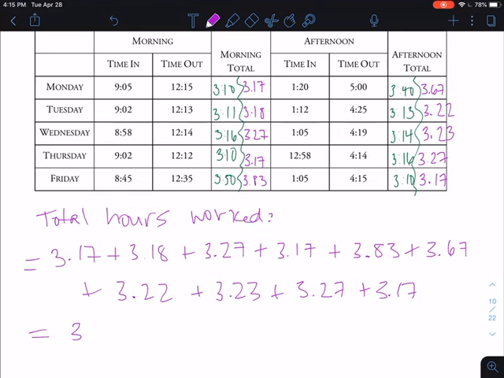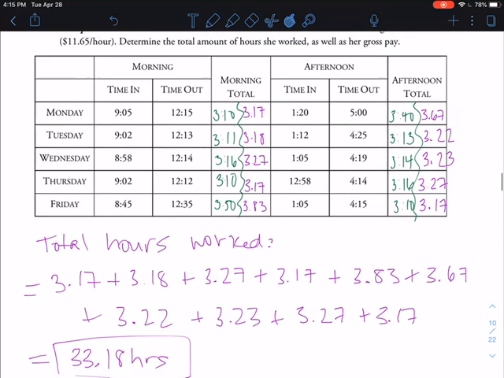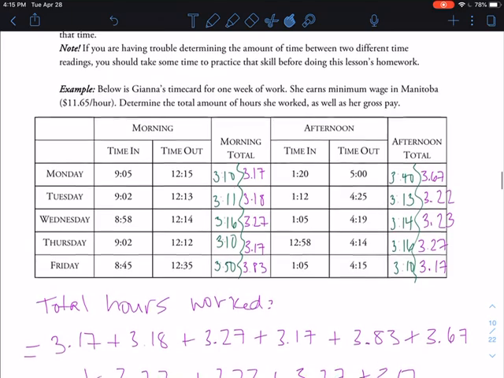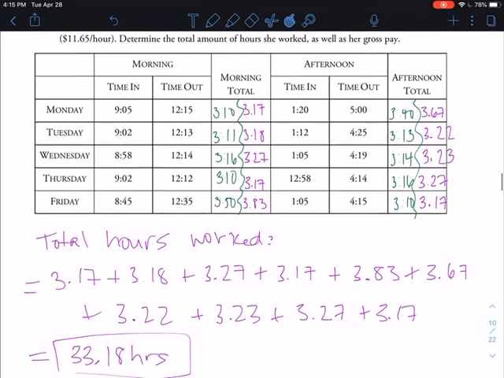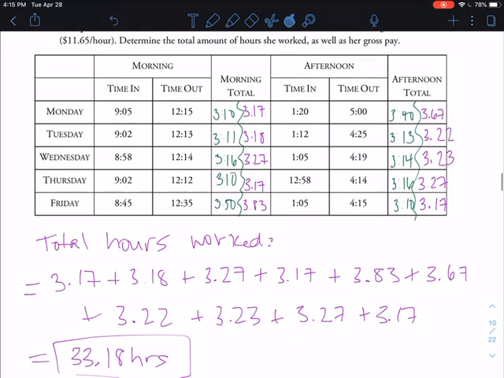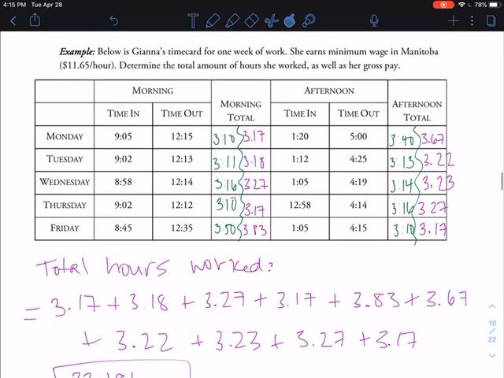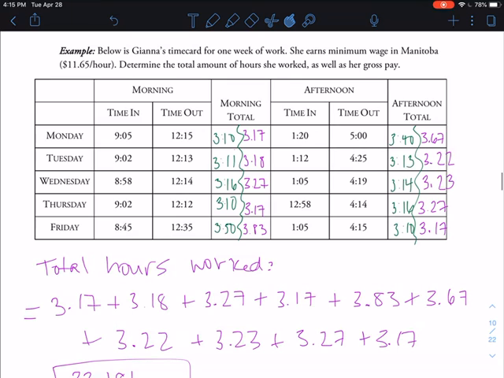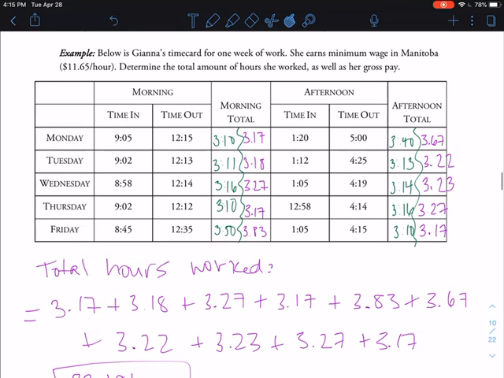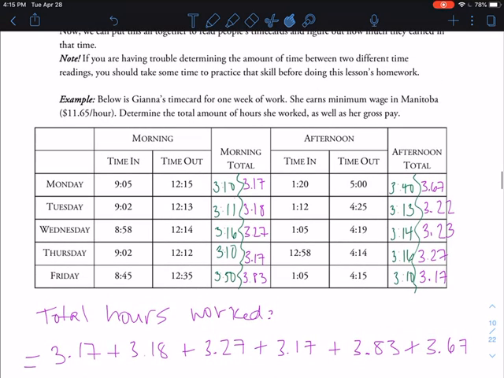Okay, I got 33.18 hours. So that's my first total. If you got a different number than me, please let me know. We can figure out what happened. If I made a mistake, I'm sorry. I did my best. Sometimes it happens that you accidentally press the wrong button on the calculator and so on. But if you get the same number as me, that's great. And if I somehow did get it wrong, then don't worry. The process of how I'm doing this is what's important, not the exact number.